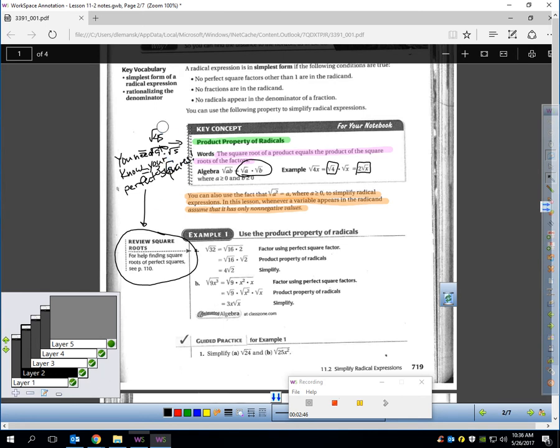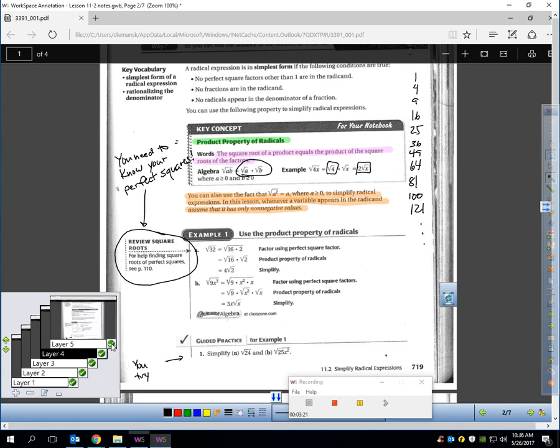One thing I have to, let me erase this so you can read this. One thing I need to remind you of is you need to know your perfect squares in order to get this done. Now let's review our perfect squares real quick. 1, 4, 9, 16, 25, 36, 49, 64, 81, 100, 121, and so on. We need to know our perfect squares. That takes us back to chapter 2. Here we are again. Have to remember these. Okay? Because when you are trying to simplify a radical, you have to know the perfect squares.